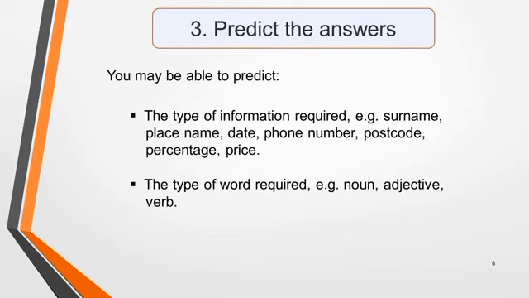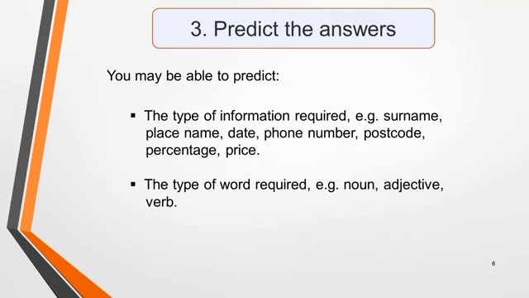The next task is to try to predict what the answers might be. This will focus your mind on what to listen out for in the recording. Occasionally you'll be able to predict the actual word, but mostly it's one of these things that you'll be able to determine. The type of information required, for example a surname, place name, date, phone number, postcode, percentage or price, or the type of word required, such as a noun, adjective or verb.